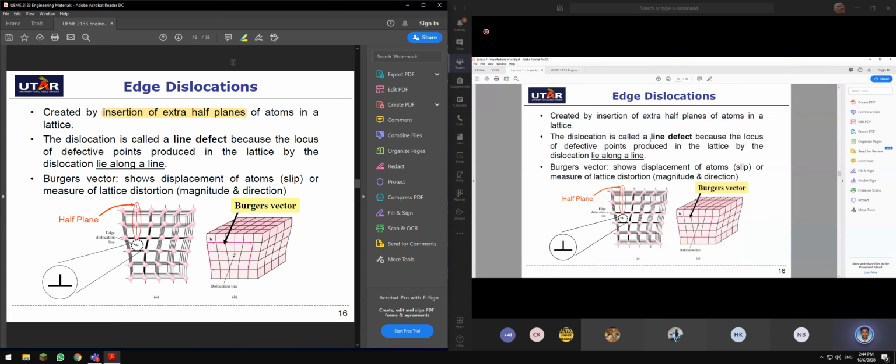The dislocation is called a line defect because the locus of the defective points produced in the lattice by the dislocation lies along the line here. Right? The Burgers vector shows the displacement of atoms, slips, or a measure of lattice distortion in terms of magnitude and direction. So this is the edge dislocation, and that is the line which is going through.